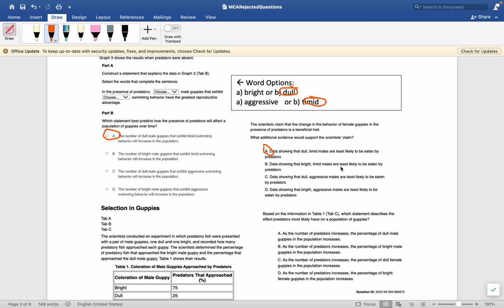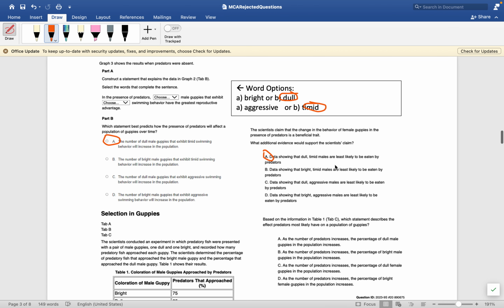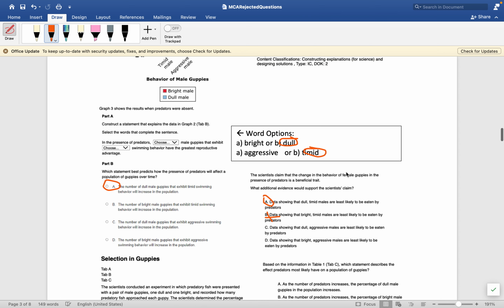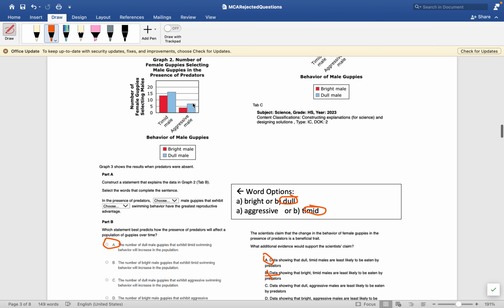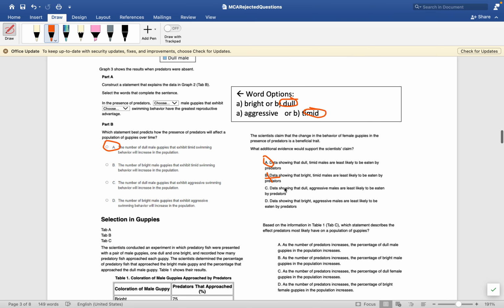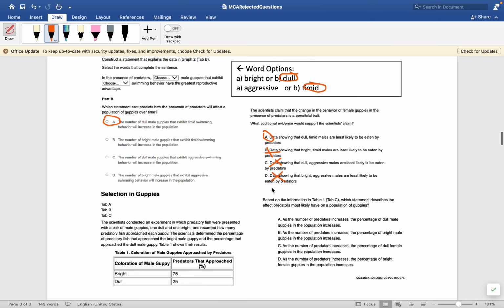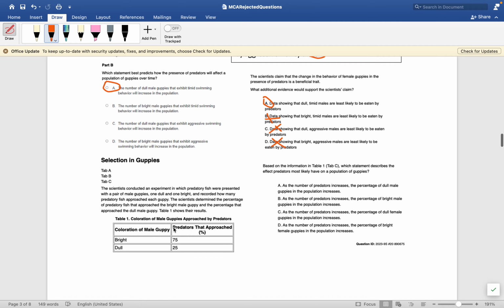Data showing that bright, timid males are least likely to be eaten. No, they were brightly colored and approached more. Data showing that dull, aggressive males are least likely to be eaten. No, because those numbers are lower, so that's not true. Data showing that bright, aggressive males are least likely to be eaten by predators. No, that's not true either. So A, best option.